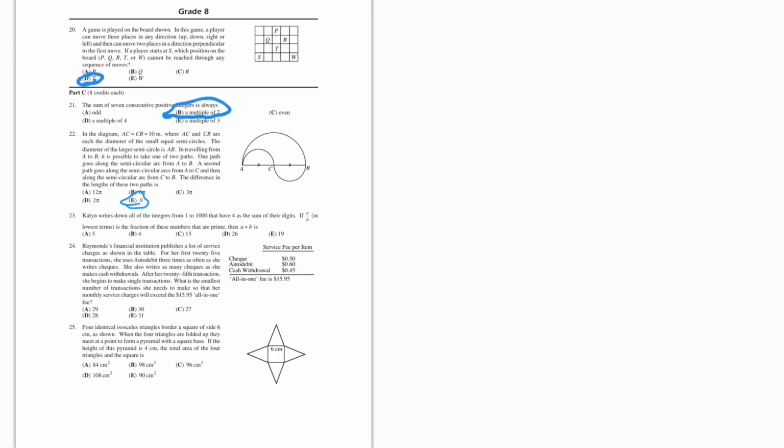Number 23. Kellen writes down all of the integers from 1 to 1000 that have 4 as the sum of their digits. If A over B is the fraction of these numbers that are prime, then A plus B is. The sum of the digits being 4 can be 0 plus 4. So 4 can also be 1, 1, 2, or 2, 2. Or we can add the 0, 2 plus 2 plus 0. And also, they can be 3 plus 1.